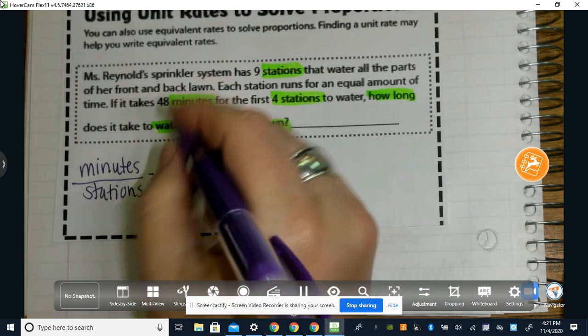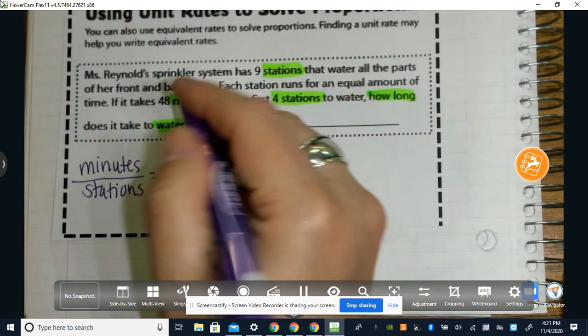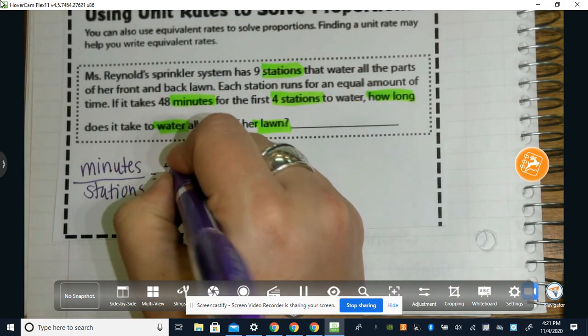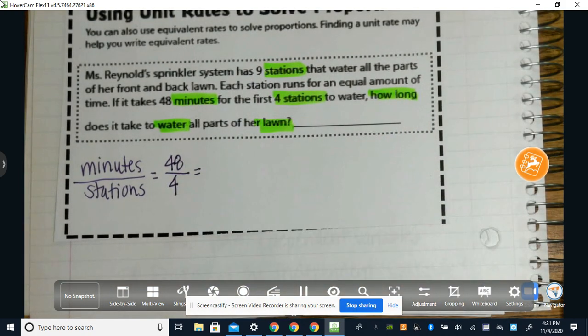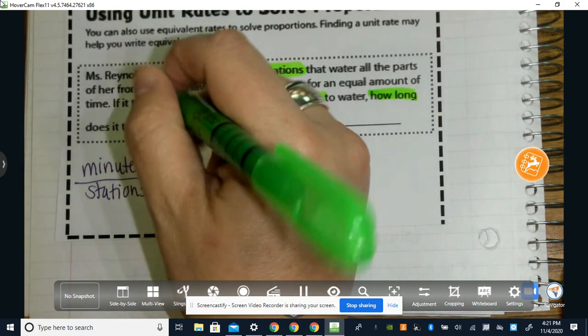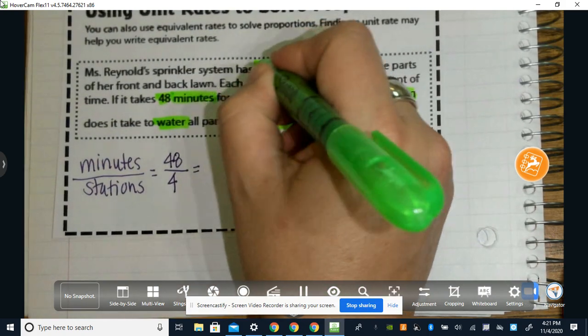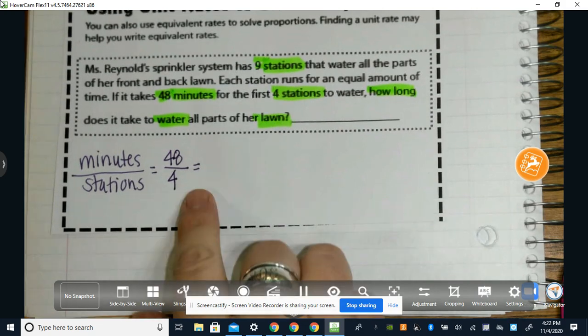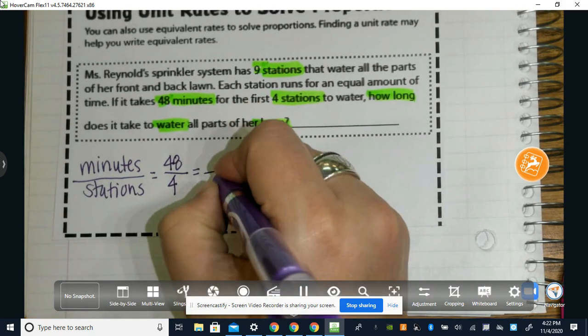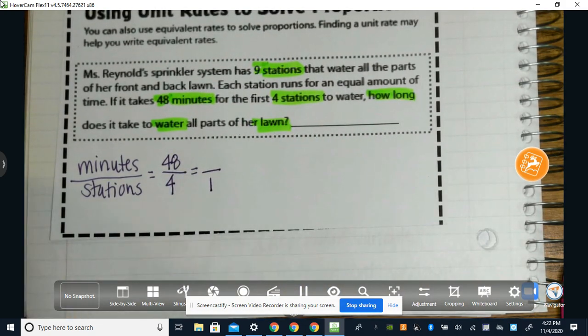Okay, some information I already know is that there's 48 minutes for 4 stations. But I need to get to 9. I need to get to 9 here. Sometimes 4 can't get to 9. But if I look really close, I can simplify that to a unit rate of 1.